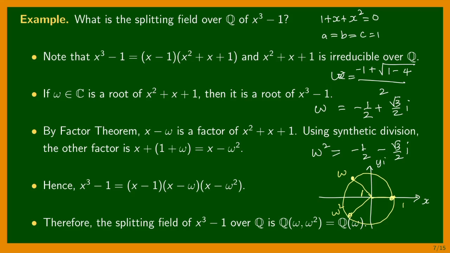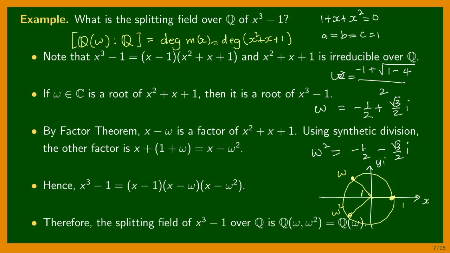One last question about this example. Anong degree nung Q of omega over Q? Anong degree? Diba? Ito yung degree nung minimal polynomial. Pero ano yung minimal polynomial? Ang minimal polynomial yung x squared plus x plus 1. Hindi x cubed minus 1. Although it's a root of x cubed minus 1, but x cubed minus 1 is not irreducible.